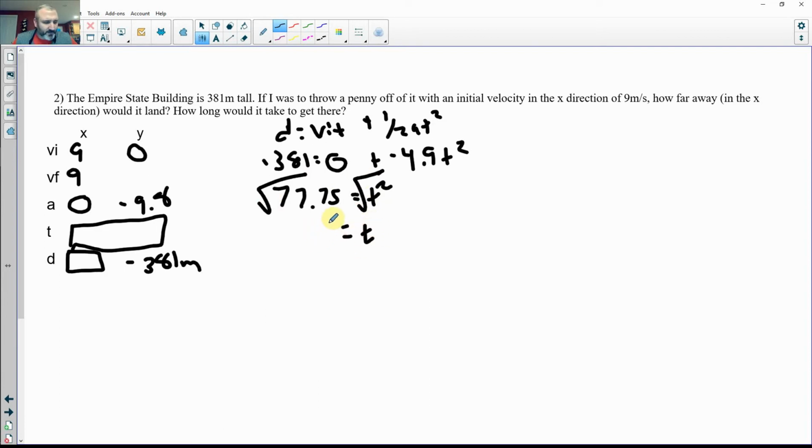T is going to be the square root of 77.75.